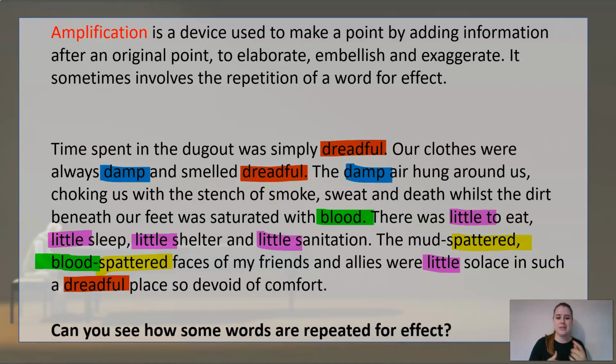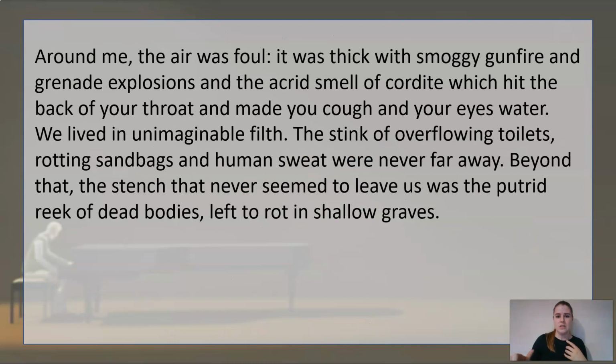So can you see here how the words are actually repeated for effect? That continuous drumming into the reader's head of dreadful, damp, blood, little, spattered, almost gives you an idea of how it might have felt to be there, and almost draws you in so that you can almost imagine, almost feel it yourself.